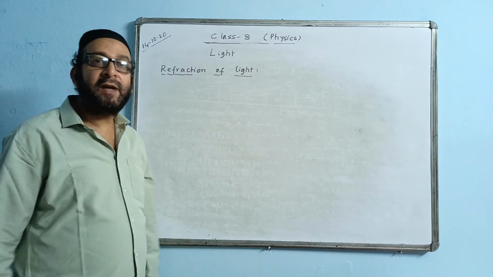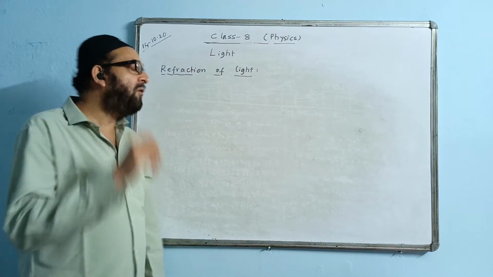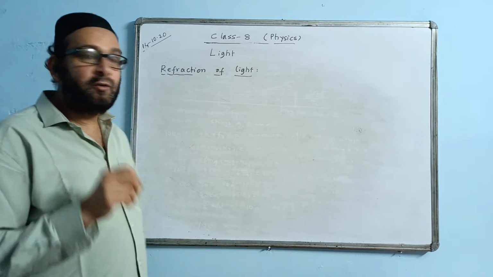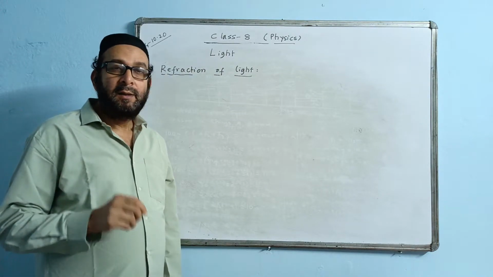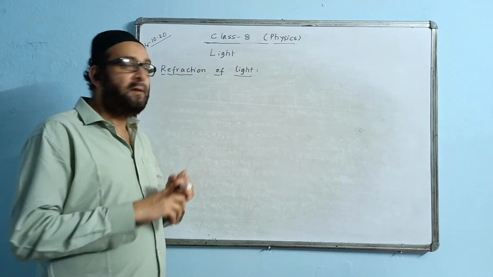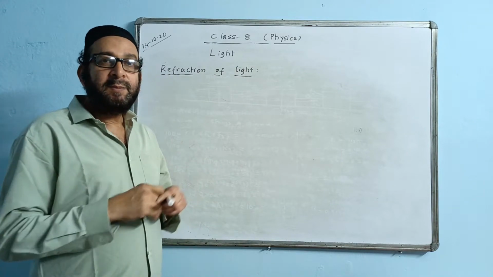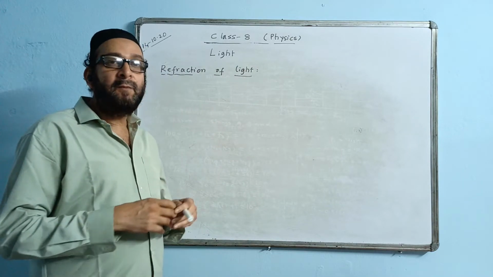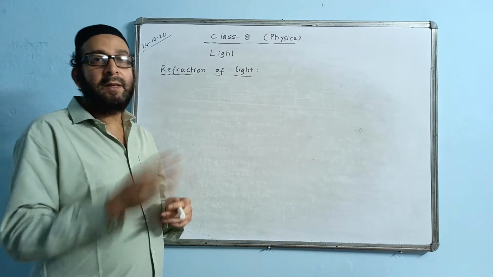What is the cause of refraction? We say refraction of light is caused due to the change in the speed of light, as the speed of light varies from one medium to the other medium.